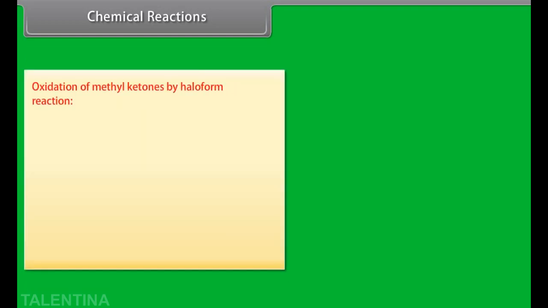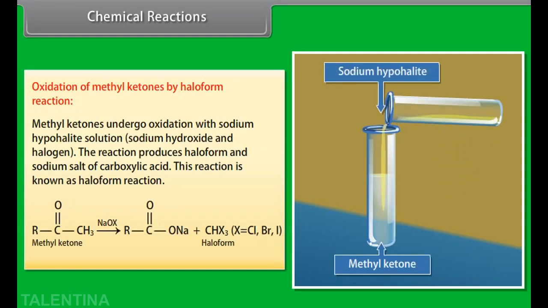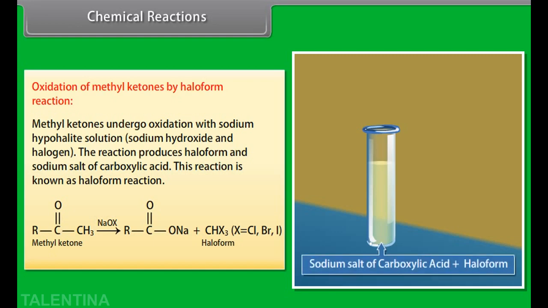Oxidation of methyl ketones by haloform reaction. Methyl ketones undergo oxidation with sodium hypohalite solution, that is sodium hydroxide and halogen. The reaction produces haloform and sodium salt of carboxylic acid. This reaction is known as haloform reaction.